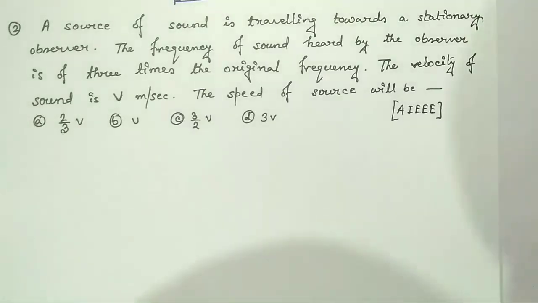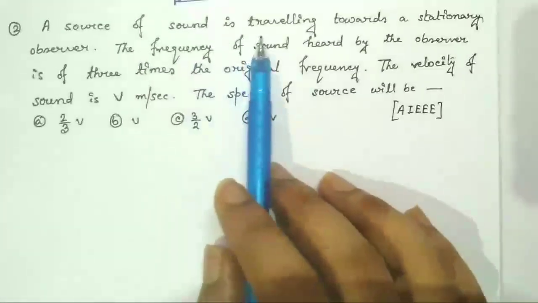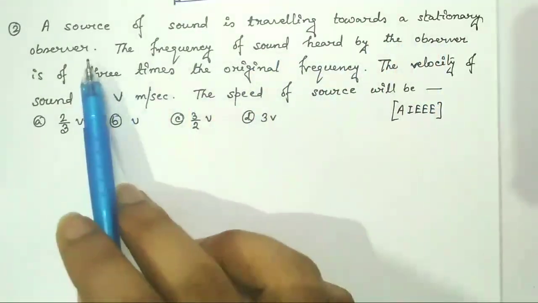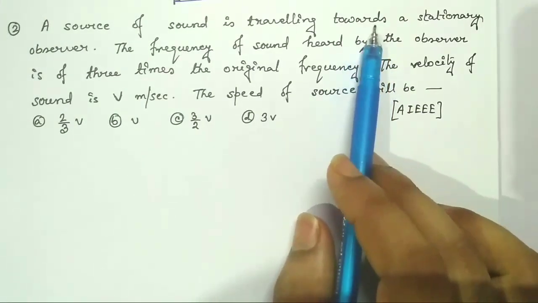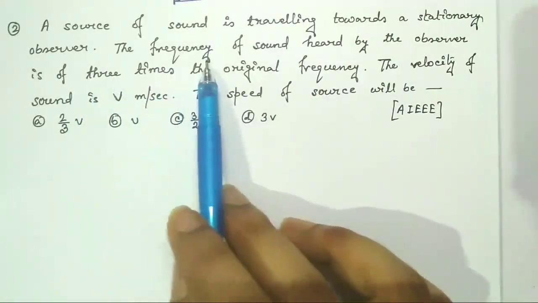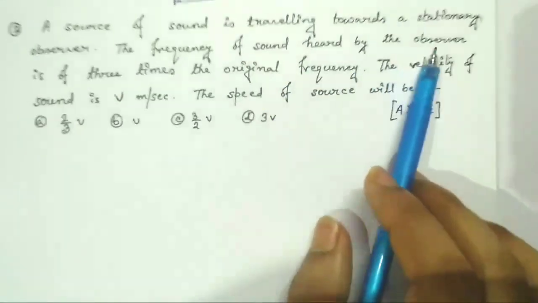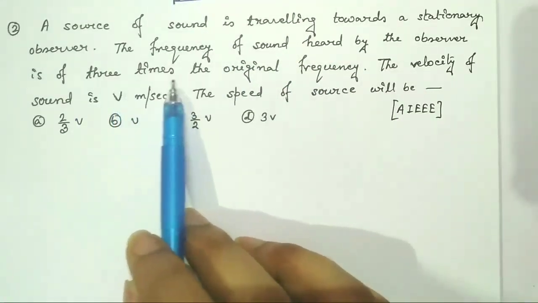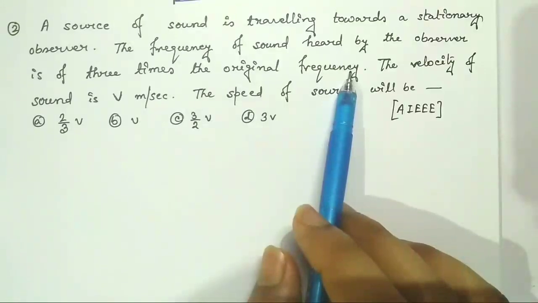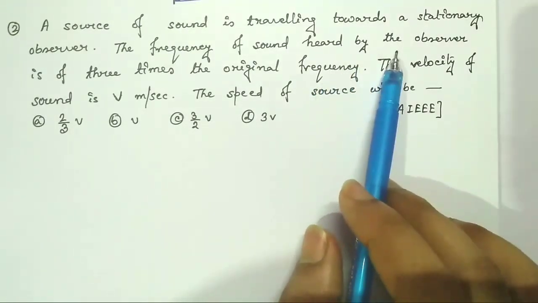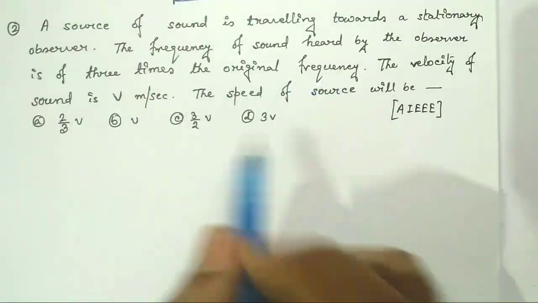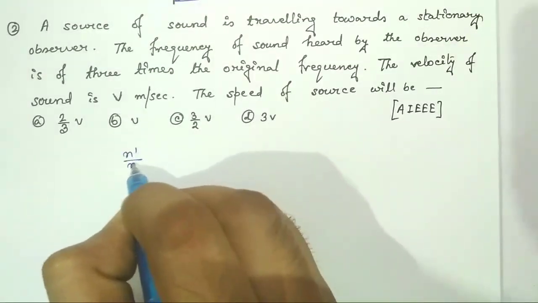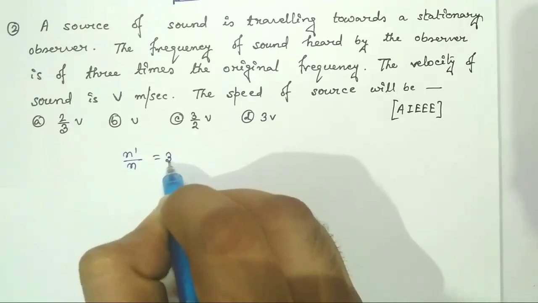Question number 2. A previous year question of AIEEE. A source of sound is travelling towards a stationary observer. Towards, that is we will consider the upper sign. Towards a stationary observer, the frequency of sound heard by the observer is 3 times the original frequency. What does it mean? The apparent frequency heard by the observer is 3 times the original frequency. That is, we can say that n prime by n equal to 3.